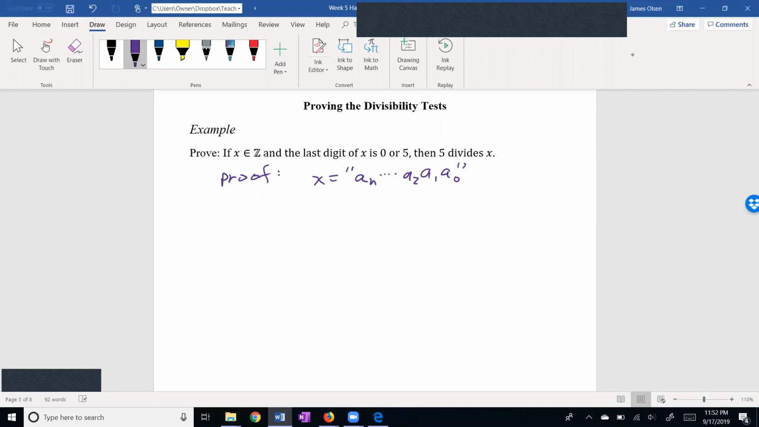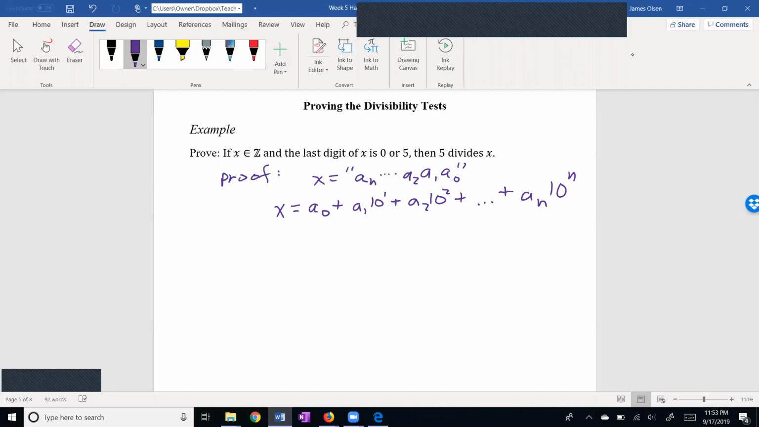So in expanded form, x is equal to a0 plus a1 times 10 to the first, plus a2 times 10 to the second, plus and so on, up through an times 10 to the n. N is going to be some positive integer. Actually, I guess n could technically be 0 if we wanted to.